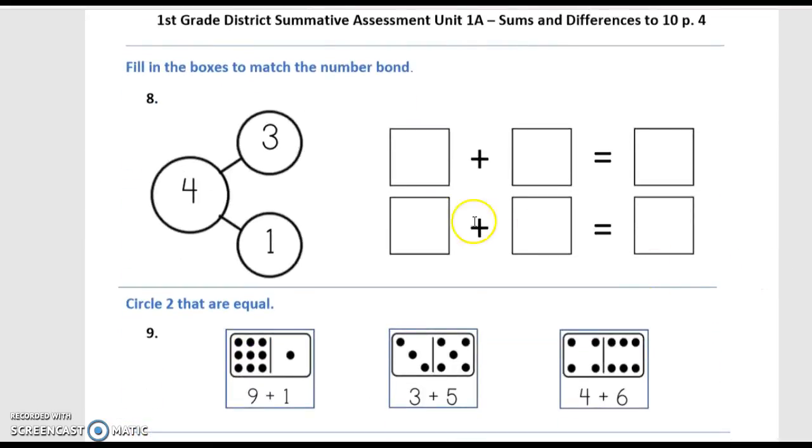Number 8. Fill in the boxes to match the number bond. Here is your number bond. Use these numbers to fill in these boxes. So you'll fill in the boxes and then you'll fill them in using the same numbers but in a different order.